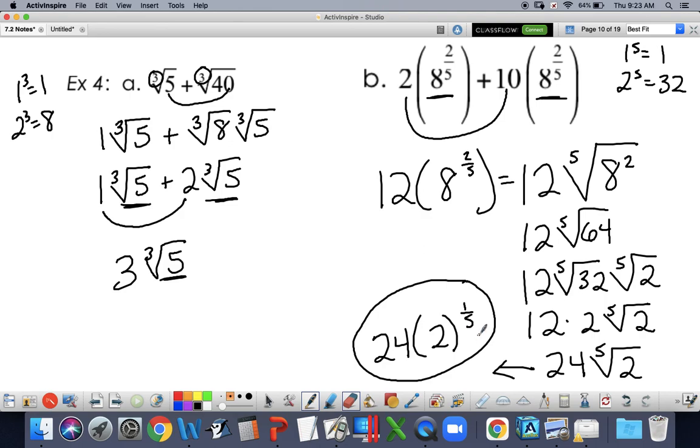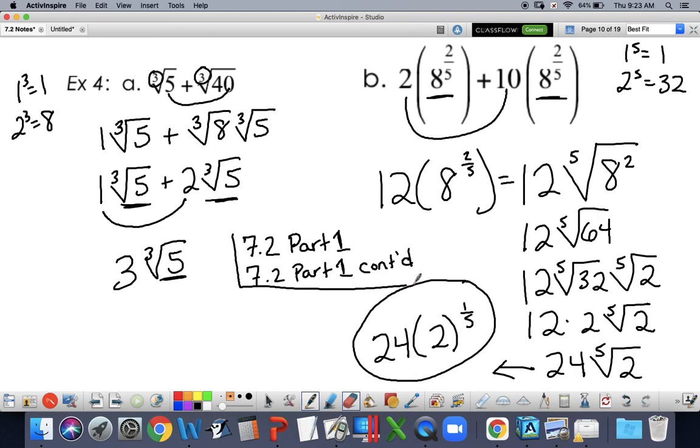All right, at this point, this concludes kind of the first lecture that we did on 7.2. You have two worksheets within your note packet. It's called 7.2 Part 1. There's a worksheet that is the adding and subtracting and a little bit of multiplying. And then there's 7.2 Part 1 Continued, which is a 20 question worksheet, just the front of it. These are the first two assignments that go with this lecture.